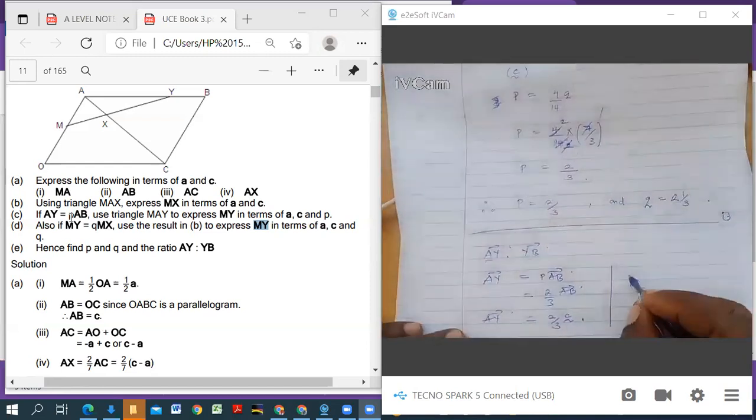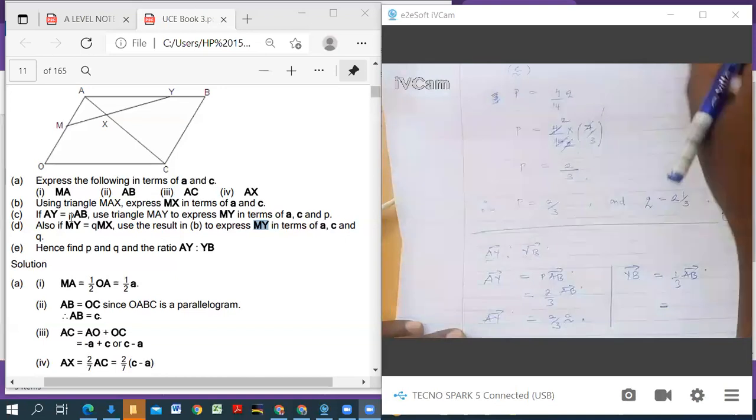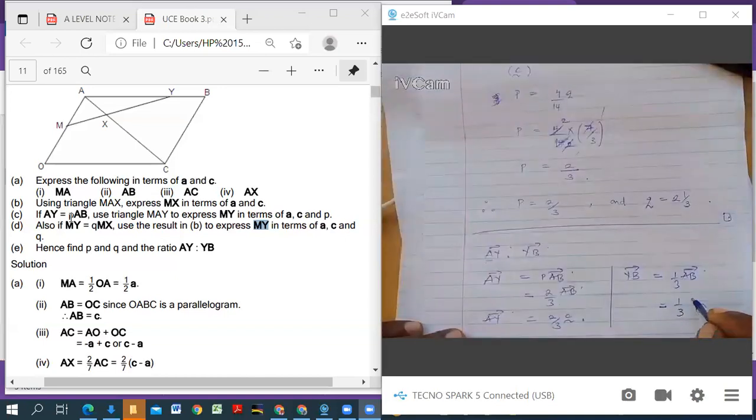Now let us find YB. So members, what is YB? If AY is that, what is YB? AY is a third AB. But AB is what? AB is C, isn't it? So it is a third C.